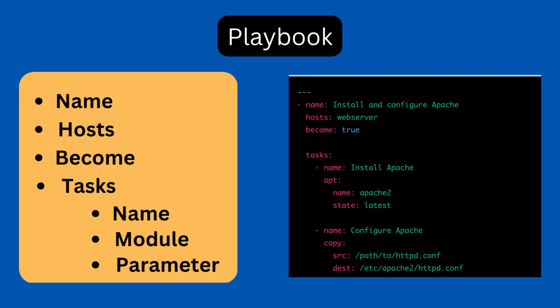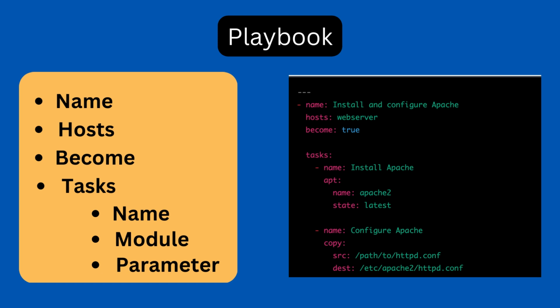Here we are using the apt module to install Apache, and in the parameter we have mentioned the package name as apache2, and in state we mentioned latest as we want to install the latest version of Apache.